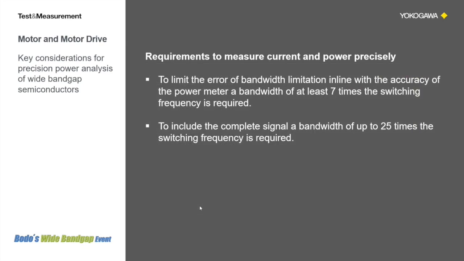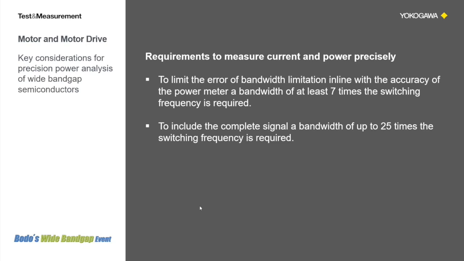So, to conclude this, to measure electrical power and efficiency precisely, a frequency response of at least 7 times the switching frequency is required to limit the error caused by bandwidth limitation to be in line with the measurement uncertainty. To include the complete signal, a frequency response of 25 times the switching frequency is required. In this presentation, examples of a switching frequency of 20 kHz have been given. But obviously, this is already higher for low power applications and is increasing for high power applications.